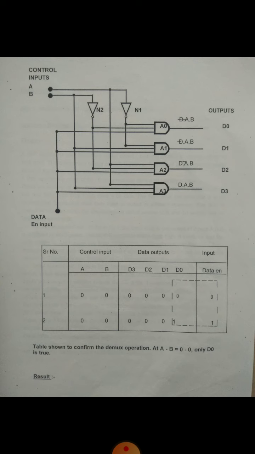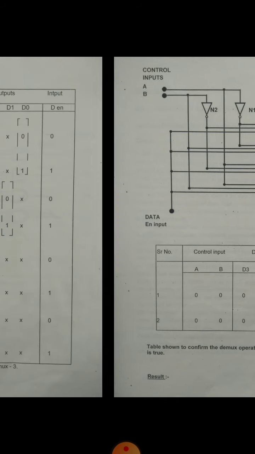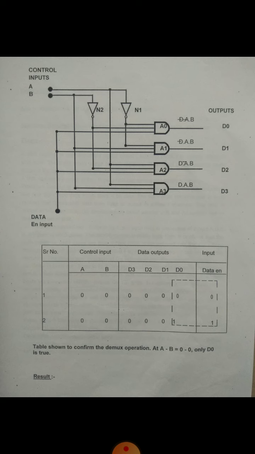For D naught, what will be our expression? I have told you here. For D naught, it will be A bar B bar dot D. So here is some problem in writing, but it is A bar B bar dot D. Okay, you can check. A is applied to A naught through inverter N1, and B is applied through inverter N2, and D enable is applied directly. So this is D dot A bar dot B bar.